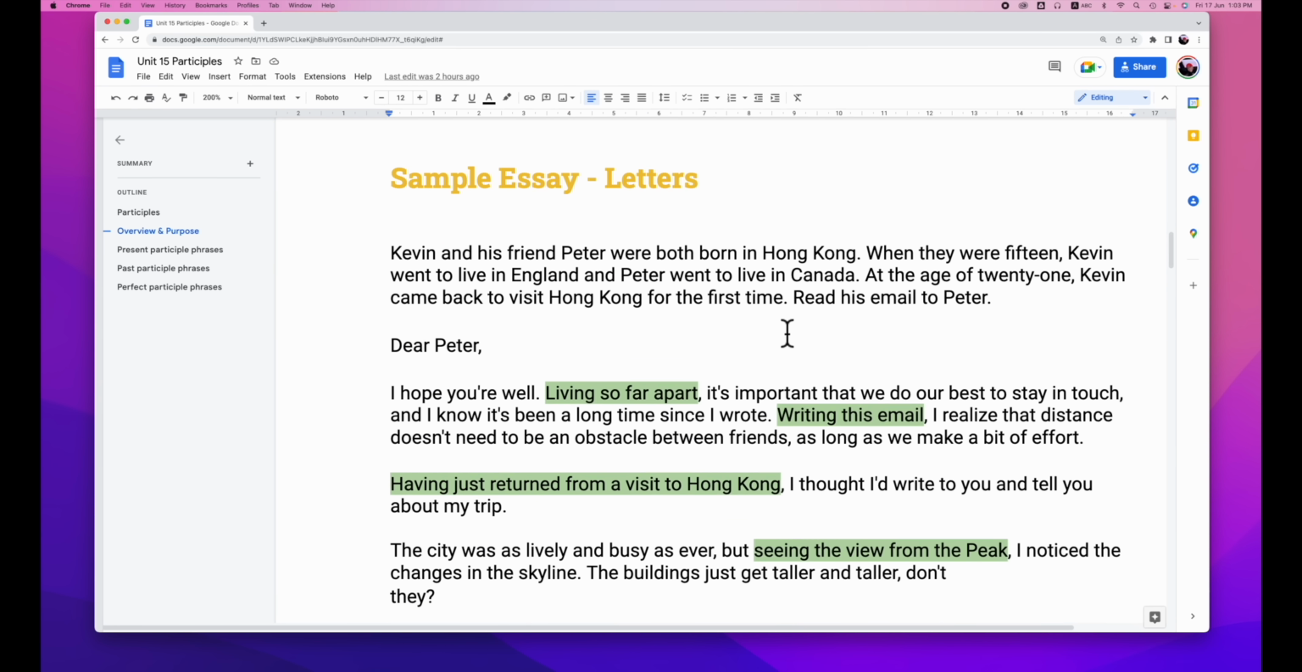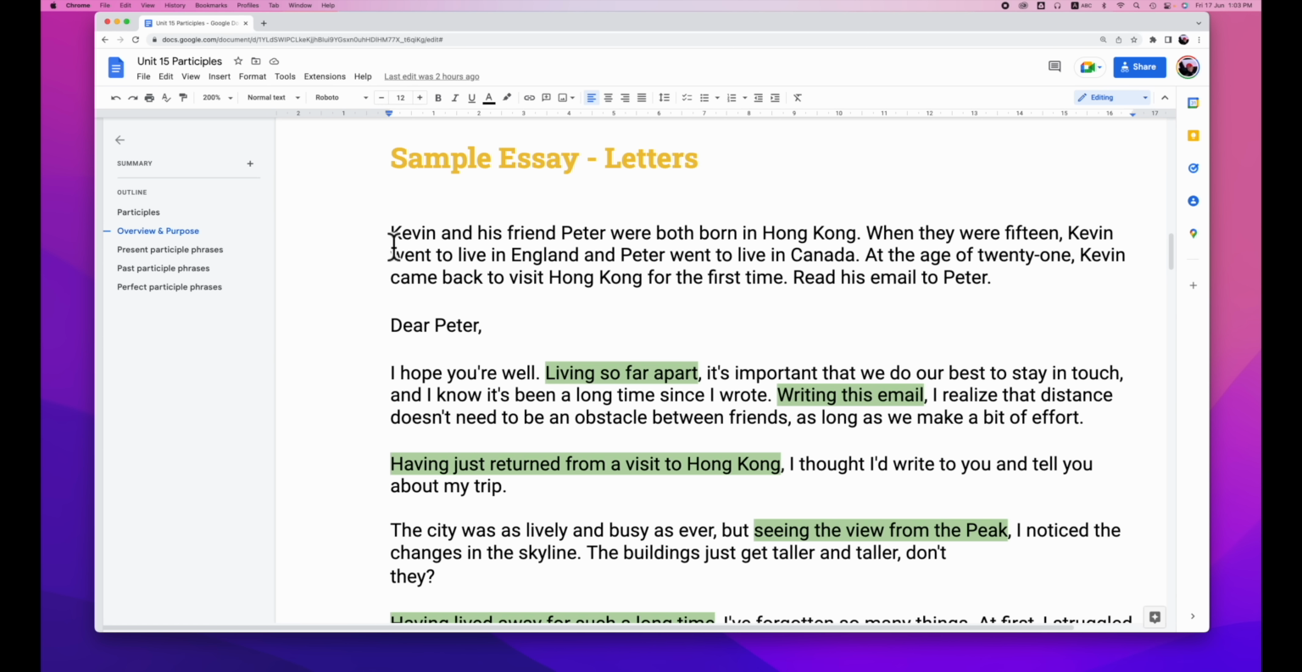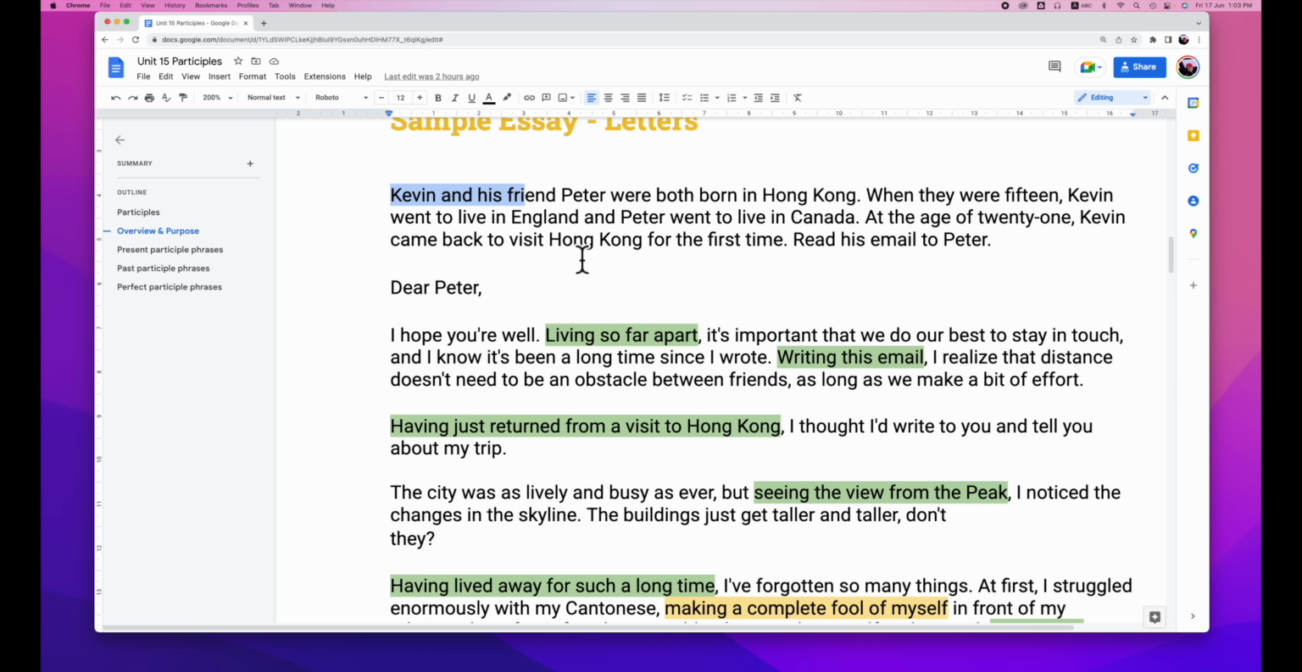And we also take a look at a sample essay. Let's take a look. Sample essay, a letter. Kelvin and his friend Peter were both born in Hong Kong. When they were 15, Kelvin went to live in England and Peter went to live in Canada. At the age of 21, Kelvin came back to visit Hong Kong for the first time. Read his email to Peter.